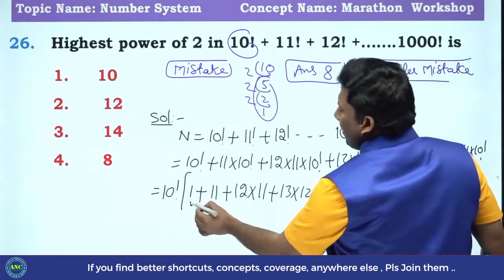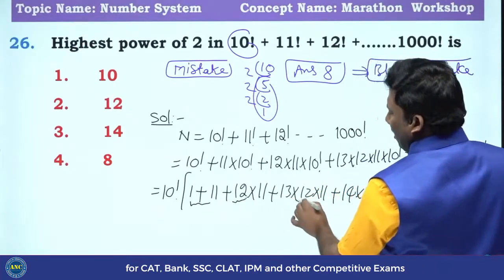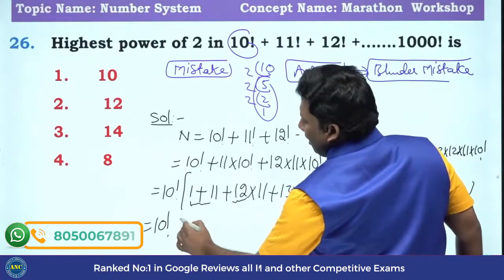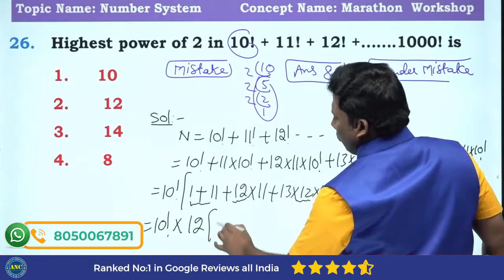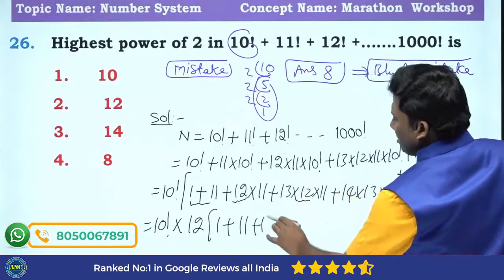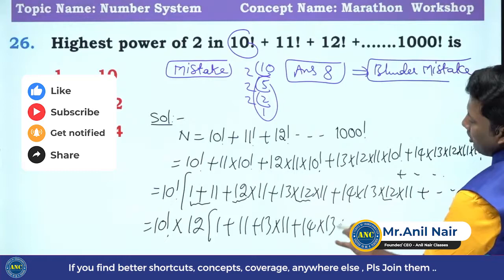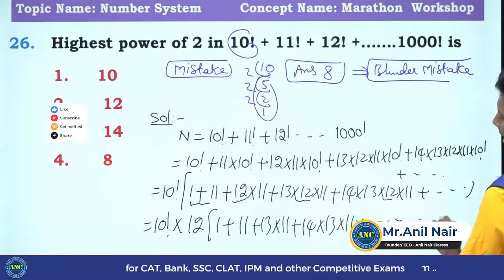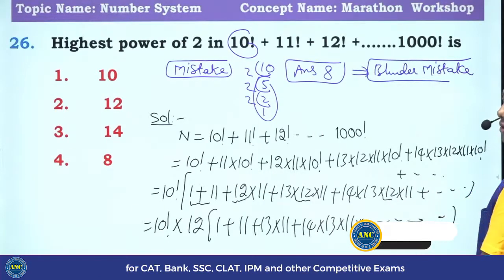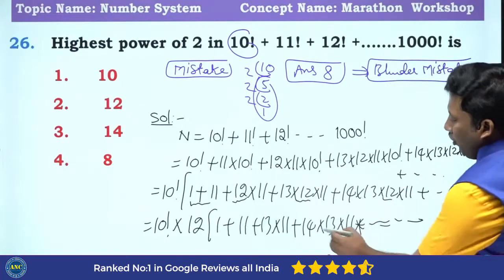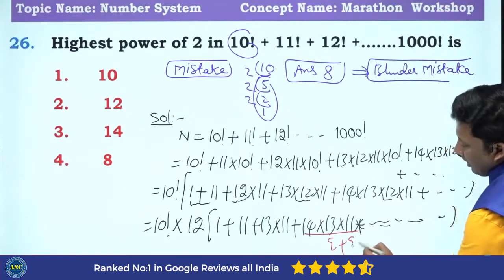So again, 1 plus 11 is 12. Here 12, here 12, here 12. So if I take 12 common, 10 factorial into 12 into 1 plus 11 plus 13 into 11, and the remaining is 14 into 13 into 11 and so on. Are you all with me?